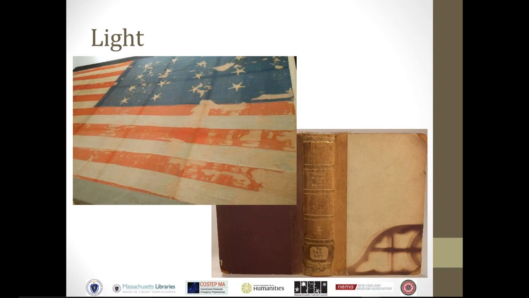The intensity of the light and the exposure time can lead to fading or changing of colors, which you can see demonstrated here in the flag. You can see the lines where it had been hung opposite a window that had many panes, and you can actually see where the structure of the window blocked just enough light to not have it fade as much.